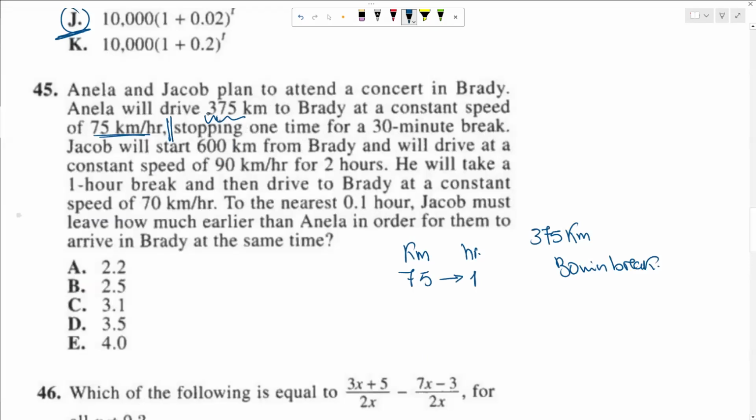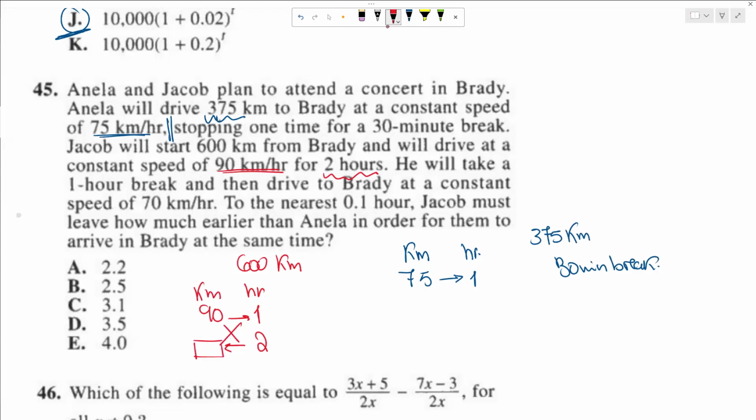What else is important? Jacob will start 600 kilometers from Brady, so that's another person who will go a distance of 600 kilometers. He will drive at a constant speed of 90 kilometers per hour. So I'll write that as well as a rate, kilometers and hours, but they're a different person, so I'll write it in a different space. And that happened for 2 hours. So they spent a total of 2 hours. I can cross multiply and find out the distance that they've covered.